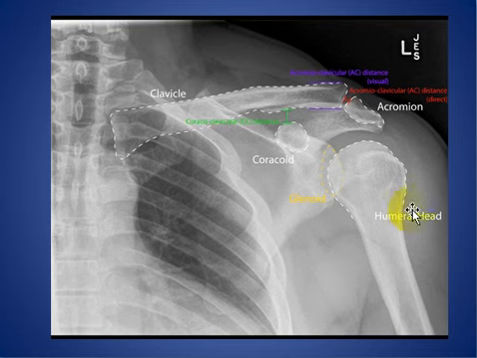Here, this is the normal clavicle. This is the sternal part, and this is the distal part with articulation with the acromion, and we call this the acromioclavicular joint, and here we call it the sternoclavicular joint.